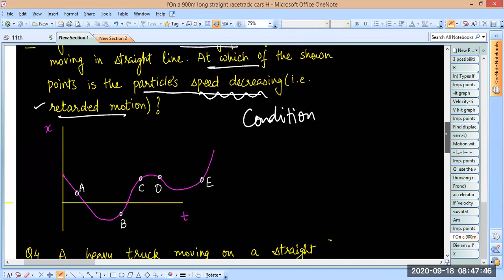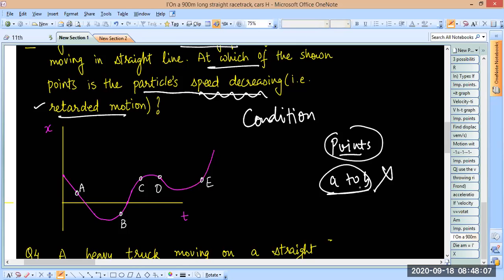What is your answer, first of all? You tell me your answer, everyone. Hurry up. See, we are only looking for points. So an answer like A to B will not come. This answer is not right. We are only looking for a point.